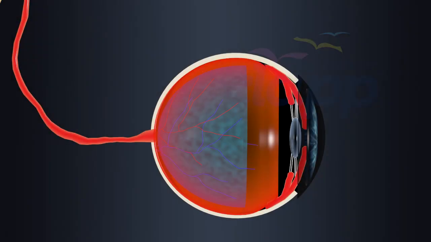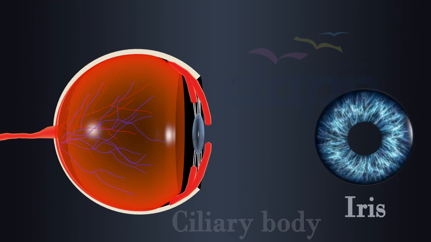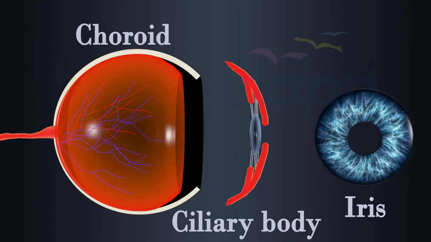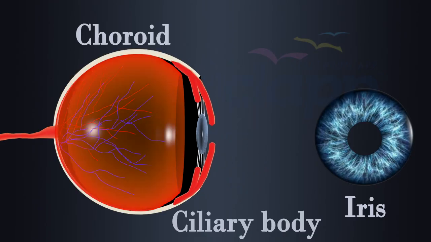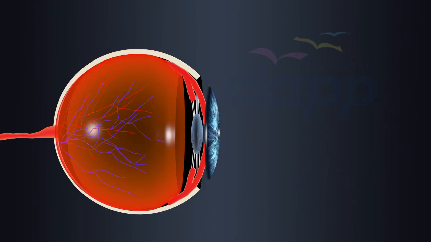Middle layer, vascular middle layer of our eye, is also known as uvea. And it is composed of 3 main structures: iris, ciliary body, and choroid. These 3 structures together play a crucial role in regulating the amount of light entering the eye, focusing incoming light onto retina, and maintain the health of the retina.